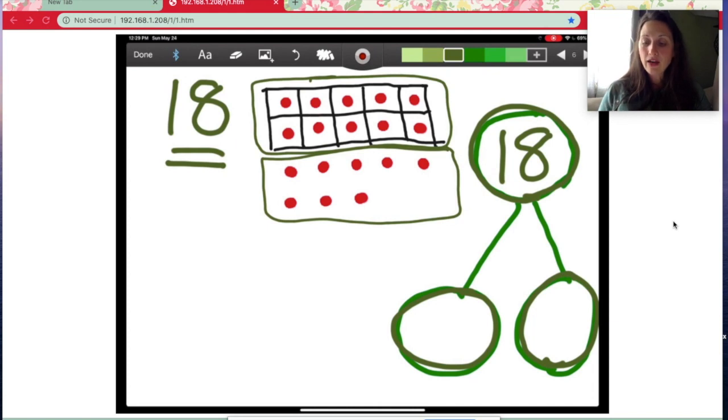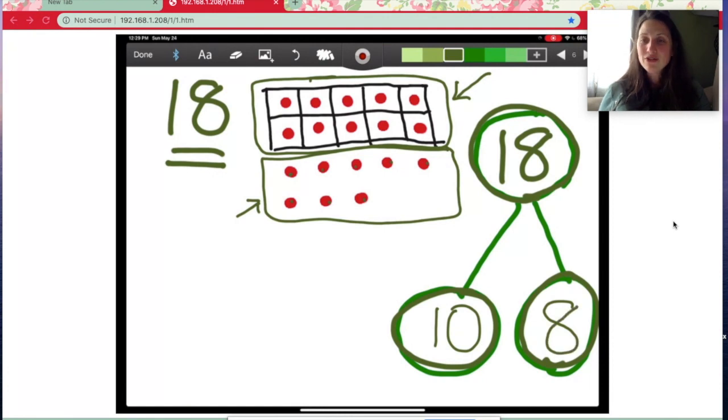How many counters are in the first part? It's a full tens frame, and a full tens frame always has 10. So that's one part. And how many counters are in my second part? It's not full. I might be able to tell by looking at it, or I could count. 1, 2, 3, 4, 5, 6, 7, 8 counters in my second part. And there's my number bond.